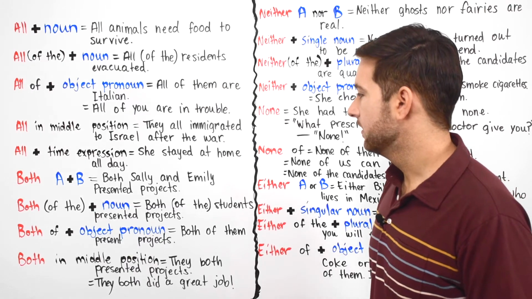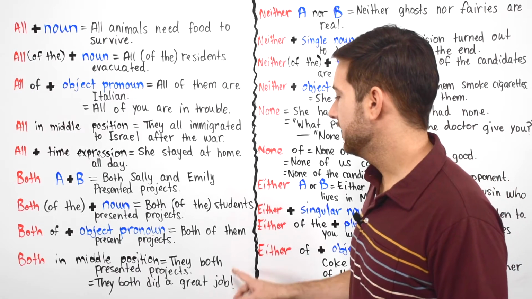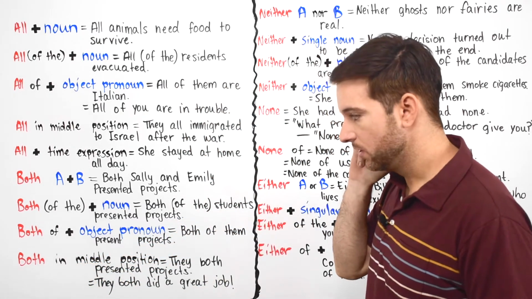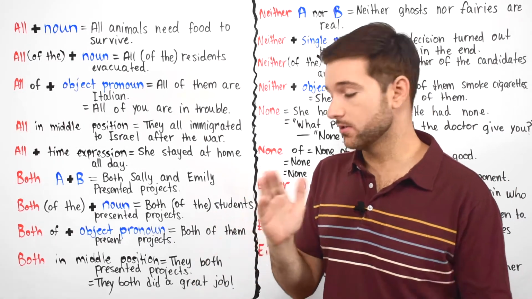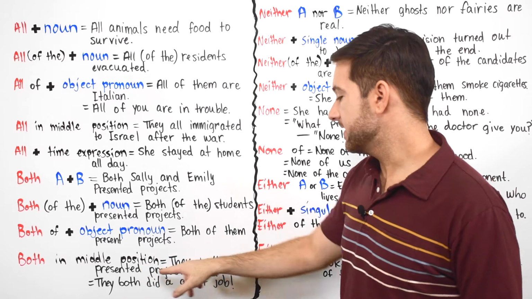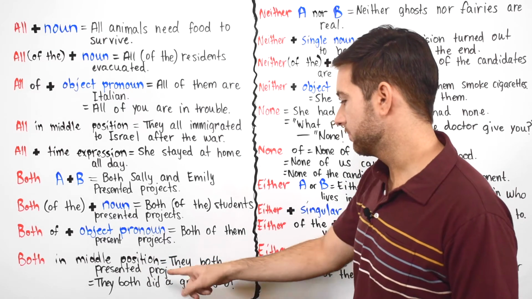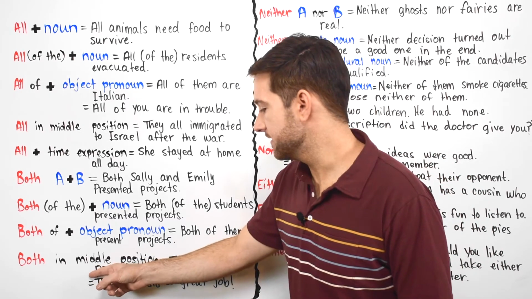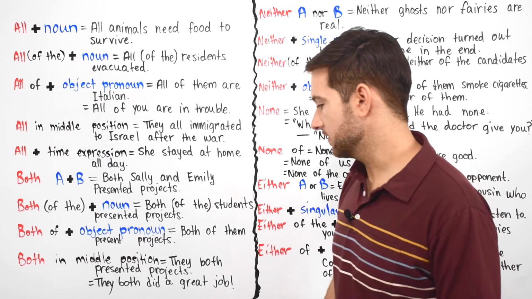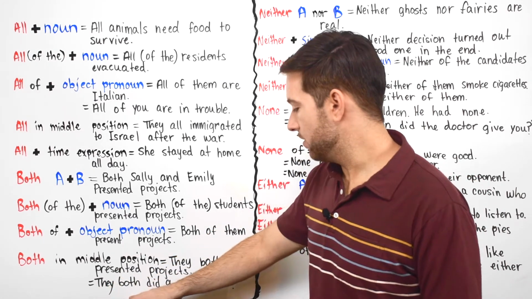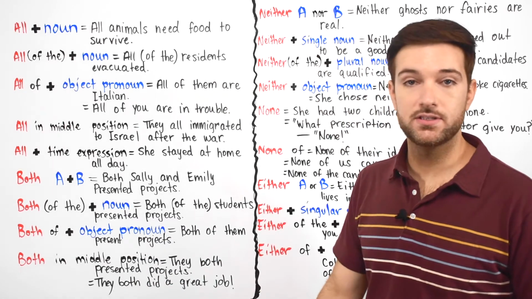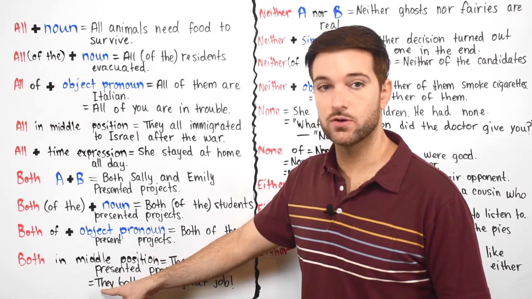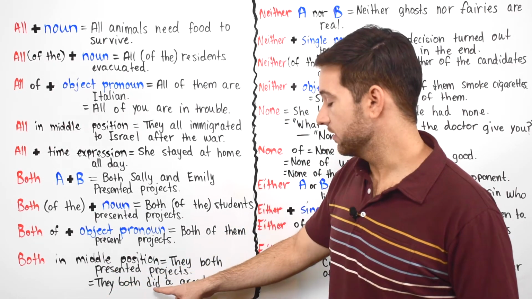All right, let's look at this next one. We have both, but in the middle position. So we're talking about both, but it's between two words. They both presented projects. So both is between the word they and the verb presented. And then our next example: they both did a great job. You can see here that both is also in a middle position because it's between the word they and the verb did.